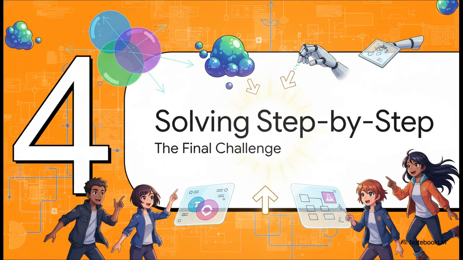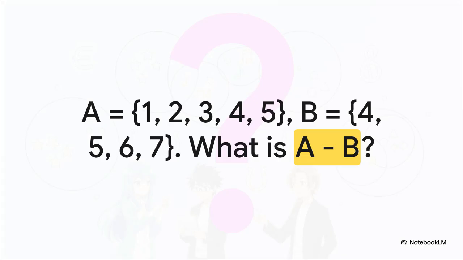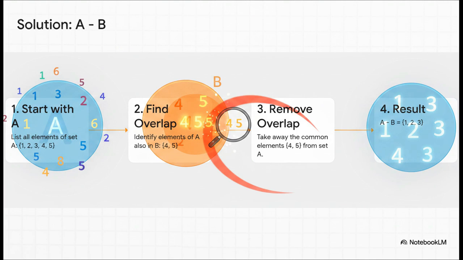Okay, time to put it all together. Let's take what we've learned and actually solve a problem from start to finish. This is where the rubber meets the road. So here's the challenge. We've got set A and set B. The question is, what is A minus B? So just remember the rule. We're going to start with everything in A, and then we're going to subtract, or remove, anything that also shows up in B. Let's just walk through the steps, nice and easy.